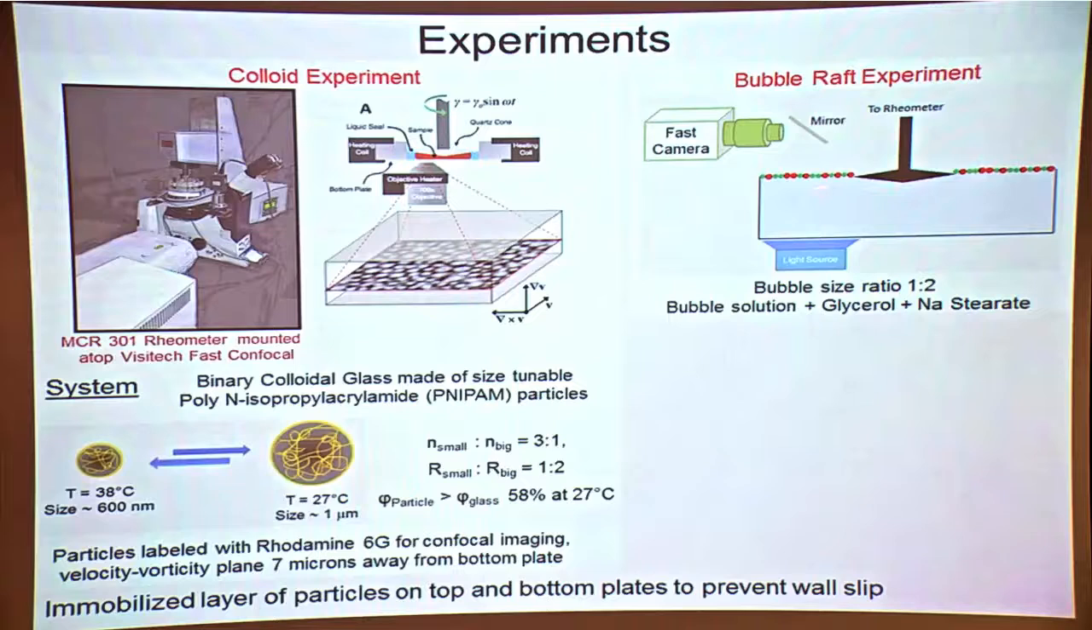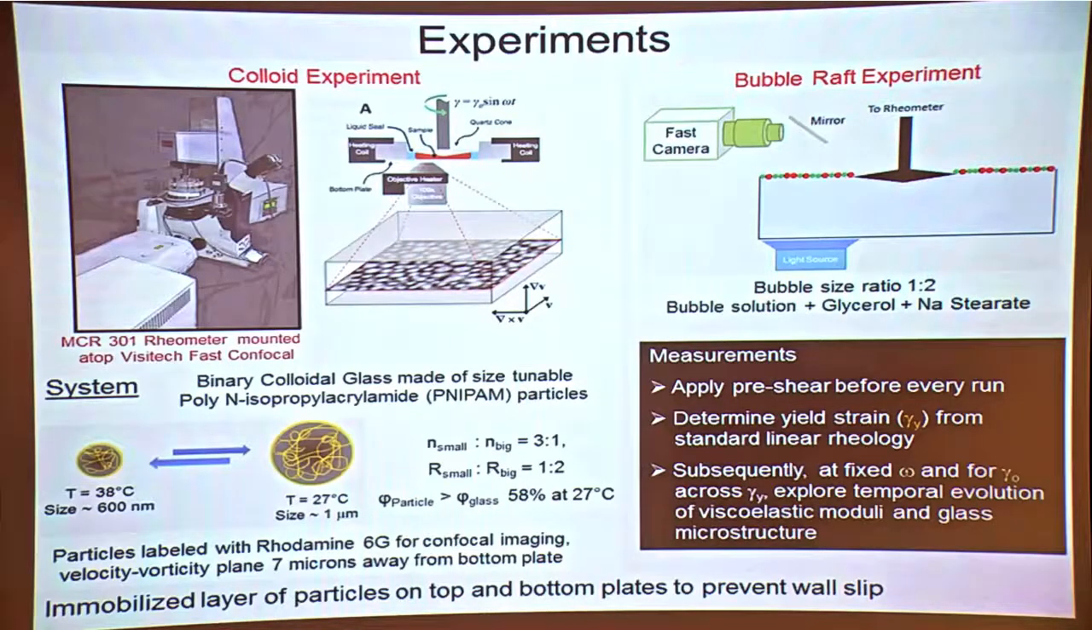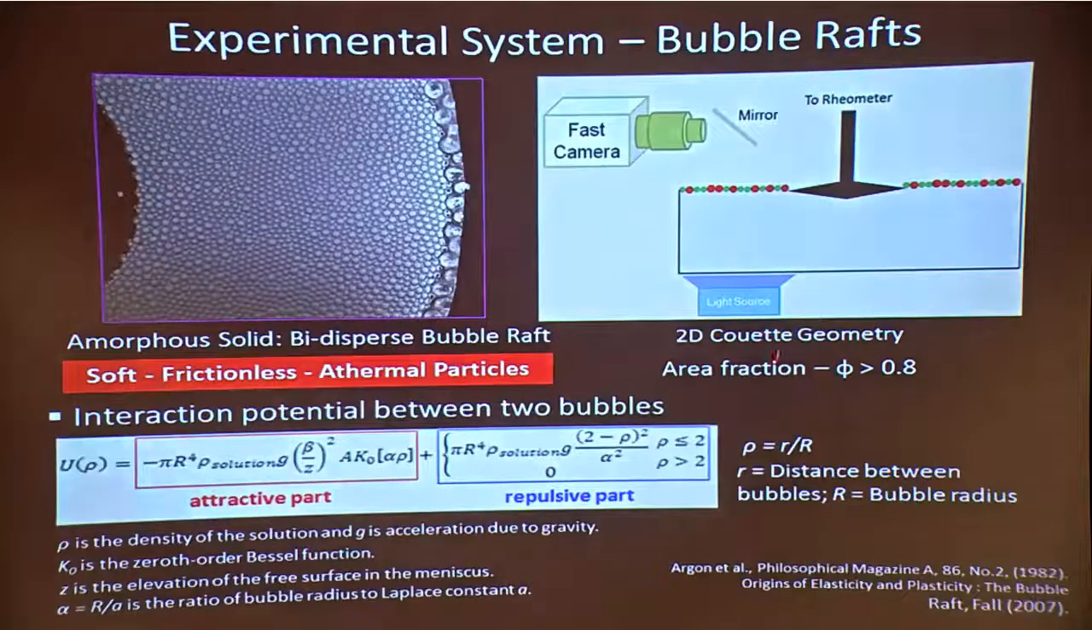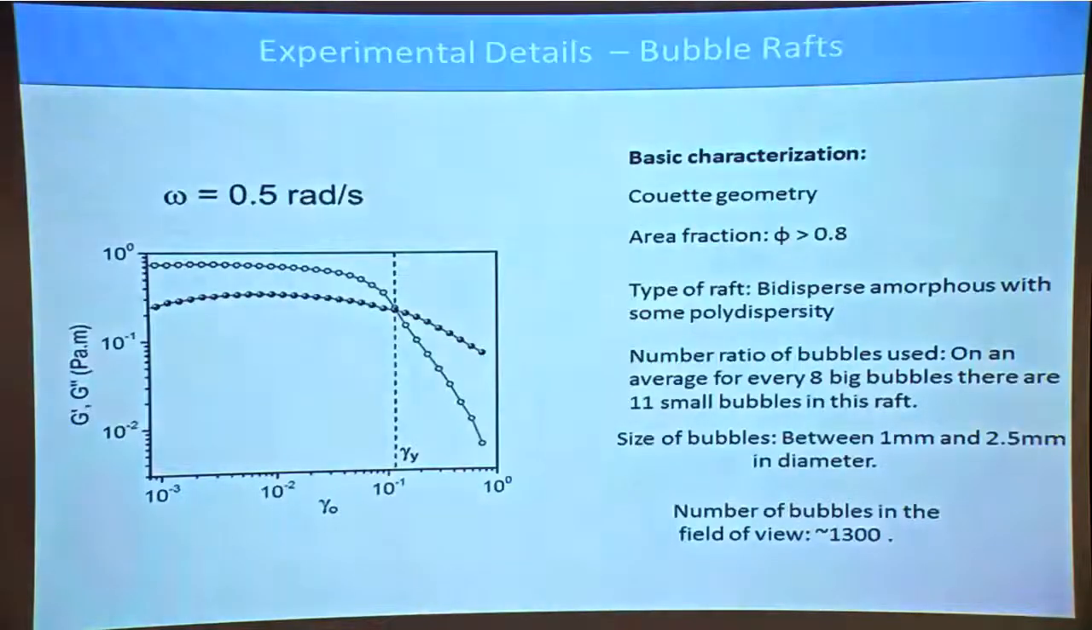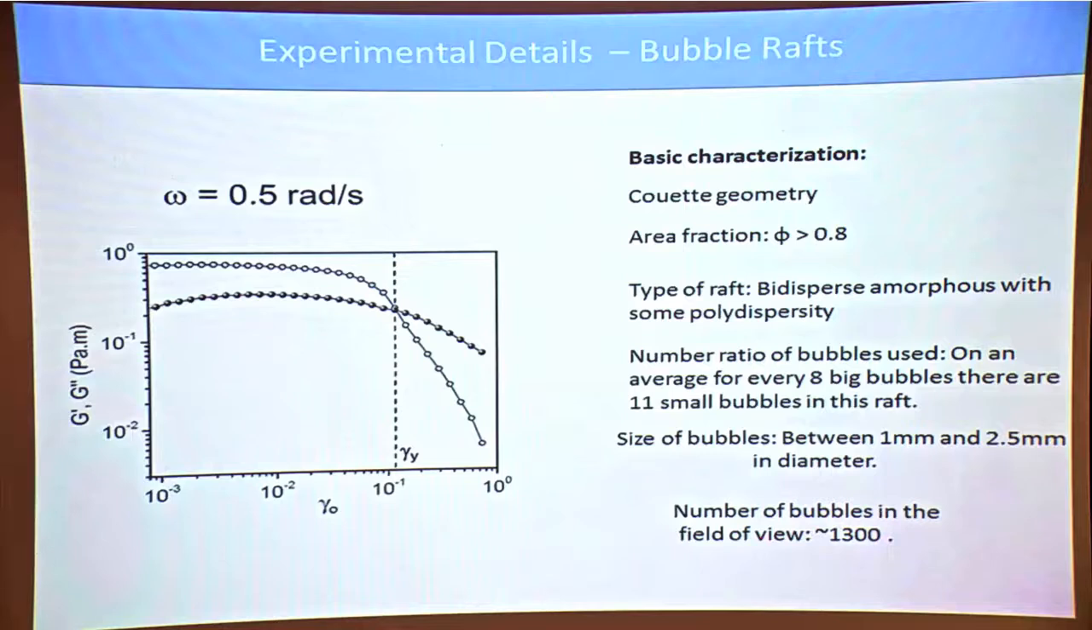This is again the bubble raft on the air-water interface. And here, again, we are doing this kind of interfacial shear. And we again look at this film as a function of gamma naught. So more details are here. The area fraction of this is 0.8, and there is a lot of work on this bubble raft in earlier papers and in this book, and it's really a very beautiful system. And this is athermal because these are really big bubbles. For example, the bubble diameter is bi-dispersed, 1 mm and 2.5 mm, so there is no Brownian motion, and the number of bubbles in the field of view is about 1300, and this is the G prime and G double prime we have. This is the G prime, this is the G double prime at a particular omega.